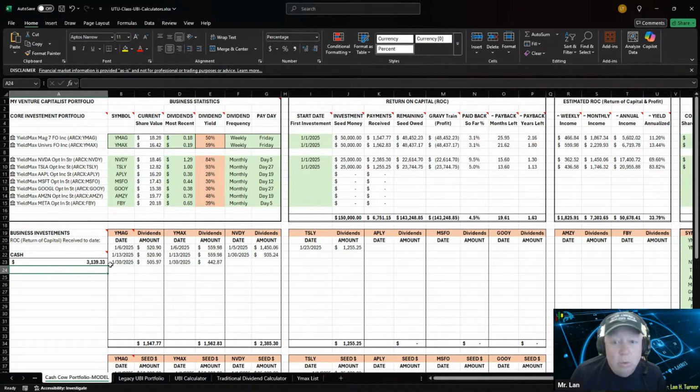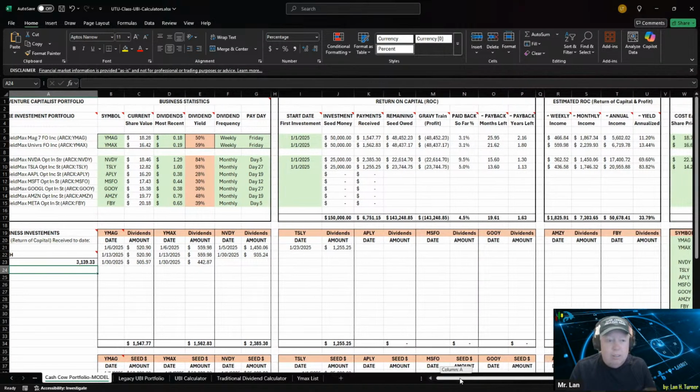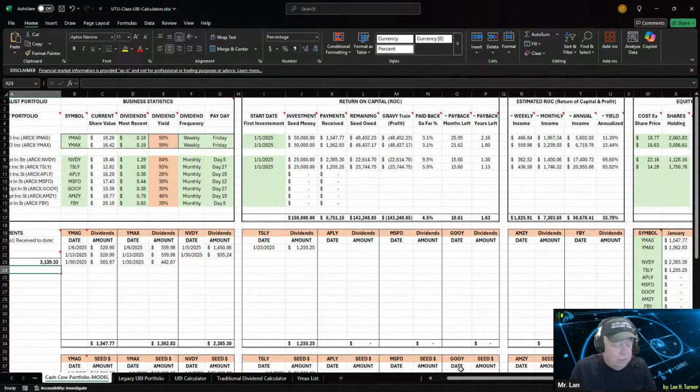We could take this and reinvest it and make more money next time. Let's say we had $3,000 in Tesla. If we'd had $3,000 in Tesla, 3,139, how many shares would that be? Let's go over and look.